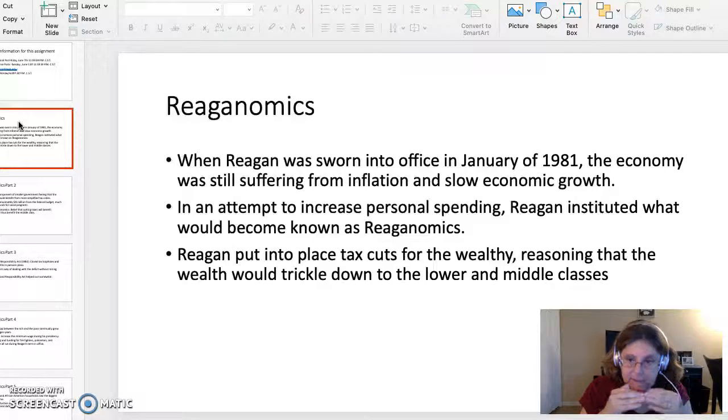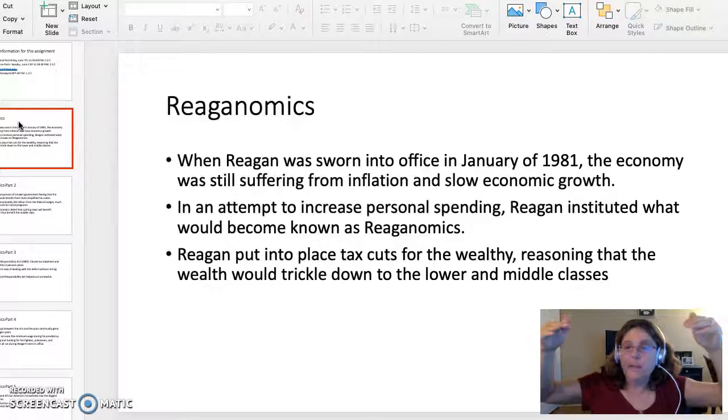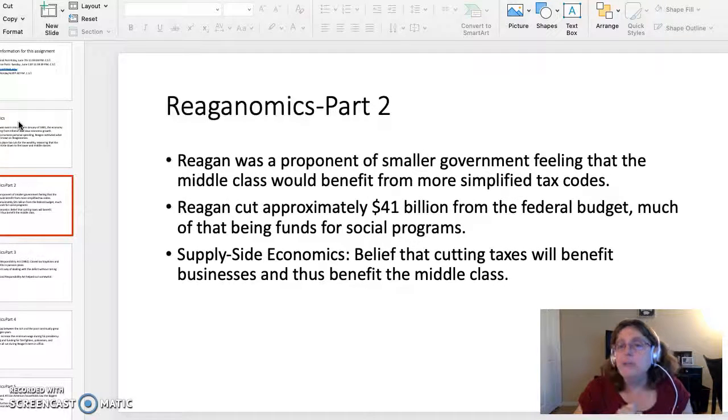Reaganomics, the gist of it is if you cut the taxes for the wealthy and big business, the wealth will trickle down. Reagan was a big proponent of smaller government and felt that the middle class would benefit from more simplified tax codes. He cut about 41 billion dollars from the federal budget, much of that having to do with social programs.